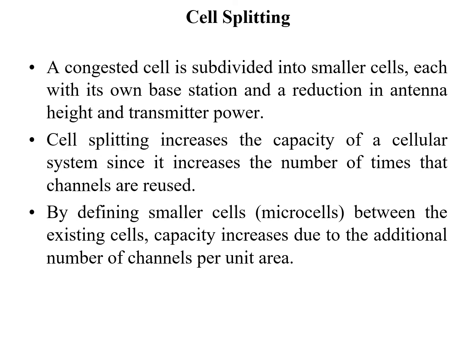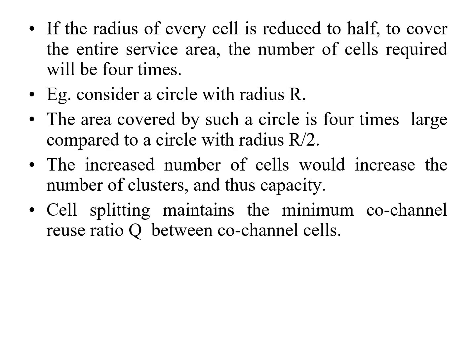Cell splitting increases the capacity of a cellular system since it increases the number of times the channels are used. By defining smaller cells between the existing cells, capacity increases due to the additional number of channels per unit area. If the radius of every cell is reduced to half to cover the entire surface area, the number of cells required will be 4 times. For example, consider a circle with radius R. The area covered by such a circle is 4 times larger compared to a circle with radius R by 2. The increased number of cells would increase the number of clusters and thus capacity. Cell splitting maintains the minimum co-channel reuse ratio Q between co-channel cells.